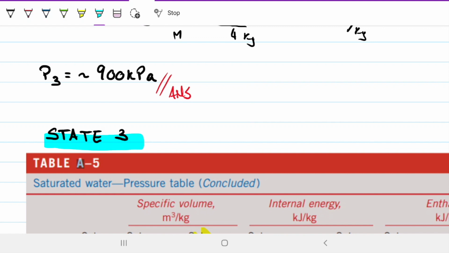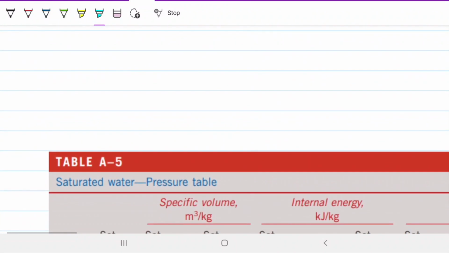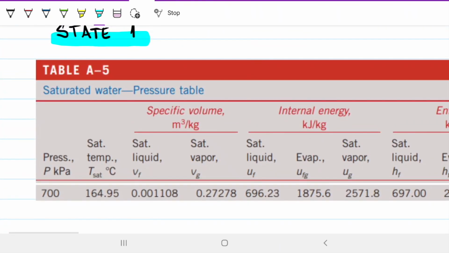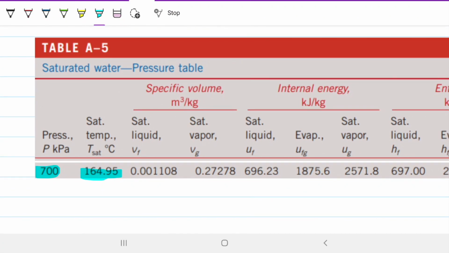What I know is that state 1 is at 15 Celsius and at 700 kilopascals. So let's go ahead and look at a pressure table. I'm looking for state 1 now. I'm looking at a pressure table, and I'm going to look at 700 kilopascals. And I'll note that the saturated temperature at 700 kilopascals is 164. And my temperature is 15, right? So because my T1 is smaller than the 165-ish, approximately, then I know that this is a compressed liquid.